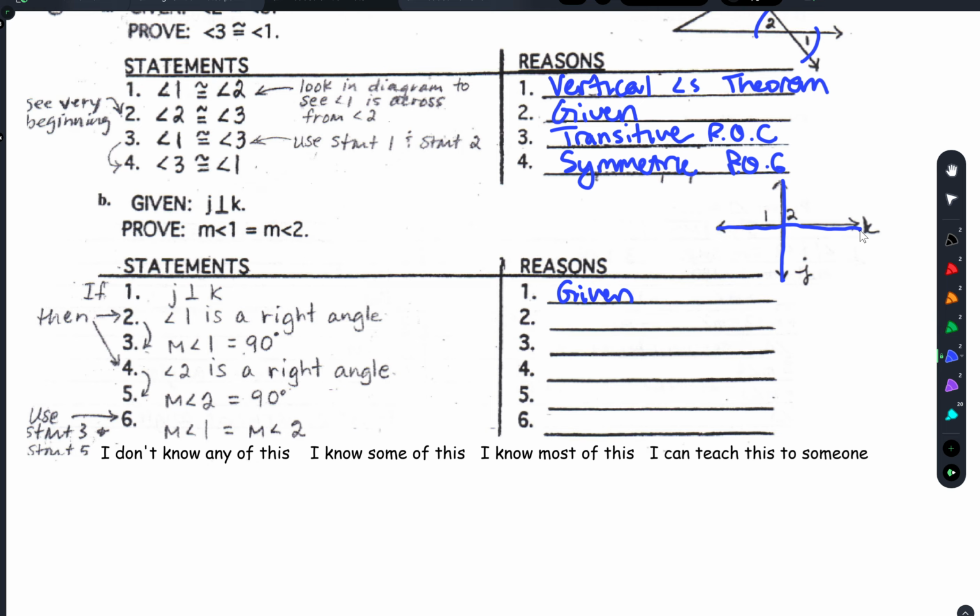Then in number 2, it says angle 1 is a right angle. Why do we know that? Why do we know that's at a right angle? Caitlin? Perfect. So it's not a vocab word necessarily, it's more of a vocab symbol. But if I see that symbol, most likely I'm going to be using the definition of perpendicular lines. The definition of perpendicular lines tells me that angle 1 is a right angle. In the next step, I'm then saying that that right angle equals 90 degrees.